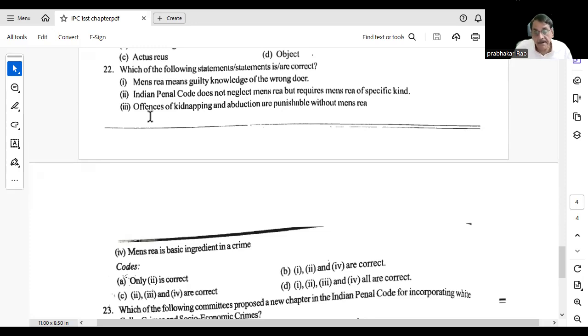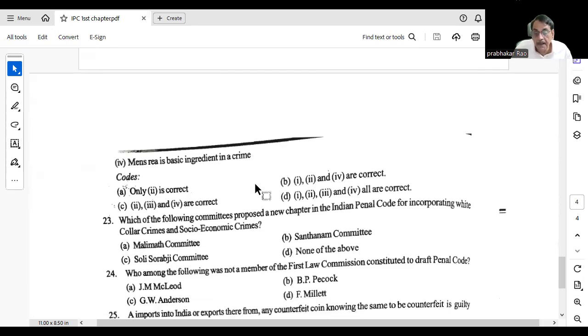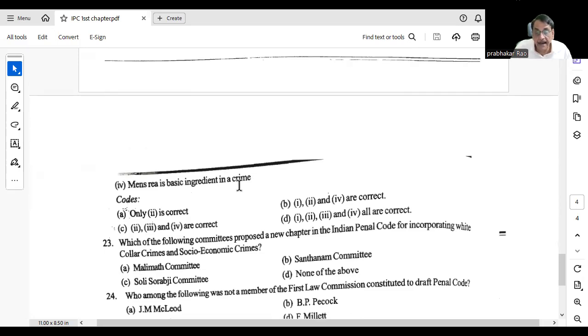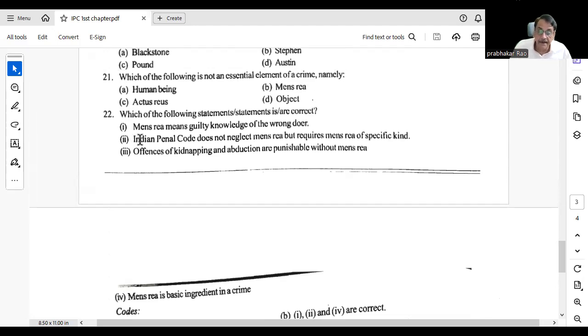It is a correct statement. Offences of kidnapping and abduction are punishable without mens rea. Yes, the prosecution shall not be burdened with mens rea. Without showing mens rea, kidnapping and abduction can be proved. Mens rea is a basic ingredient in a crime. Yes, it is true. That's why the answer is C. Two, three, and four are correct statements, but the first one is a wrong statement. Mens rea means guilty intention of the wrongdoer.